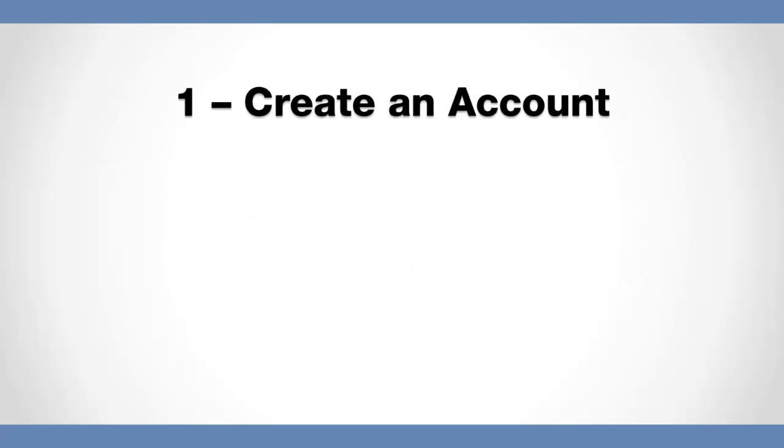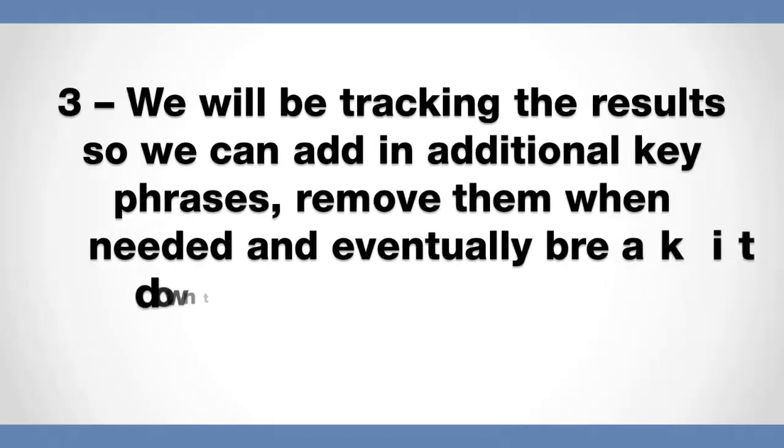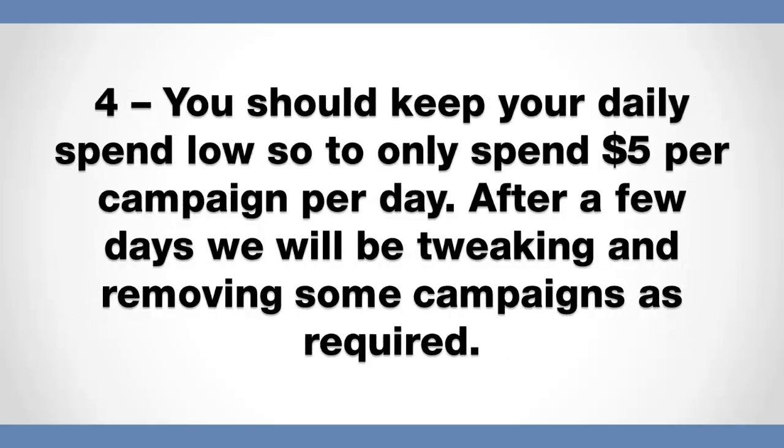One, we need to obviously create an account, so we need to create a Bing account. Two, we will be creating between 3 and 5 different campaigns with each ad targeting 1 to 2 of the key phrases. Three, we will be tracking the results so we can add in additional key phrases, remove them when needed, and eventually break it down to the top 1 or 2 campaigns so we can then go ahead and scale. Number 4, you should try to keep your daily spend low to begin with, so you only spend around $5 per campaign per day. After a few days, we will be tweaking and removing some campaigns as required.